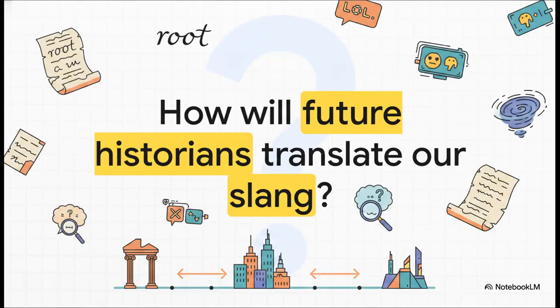Which leaves us with this final provocative thought. We've seen how tracking root words from centuries past unlocks history for us today. But think about the slang and the crazy dictionary wordplay we're generating right now. How will the idioms and the casual language we use today be translated, broken down into roots, and interpreted by historians 500 years in the future? Will they understand our jokes, or will they completely misinterpret our slang?